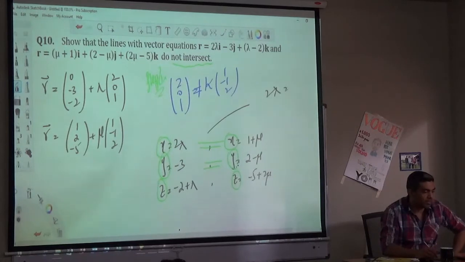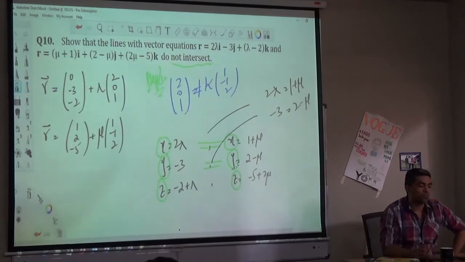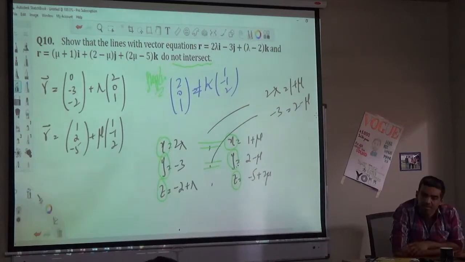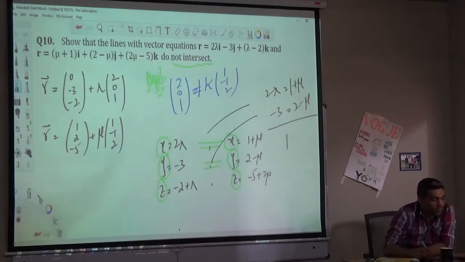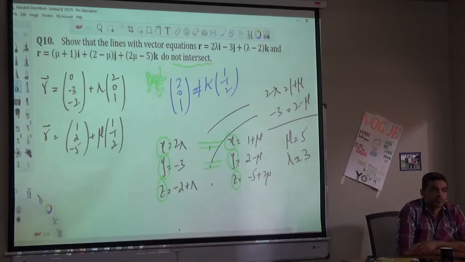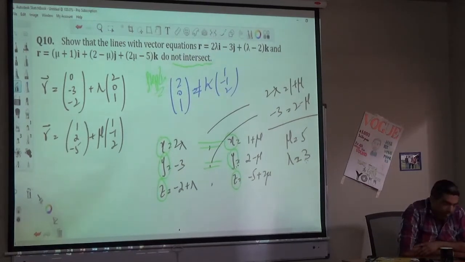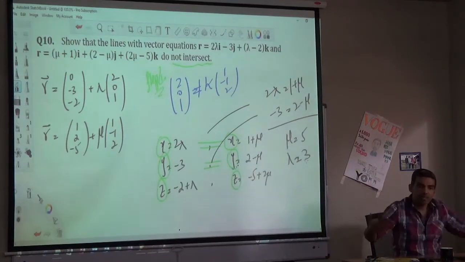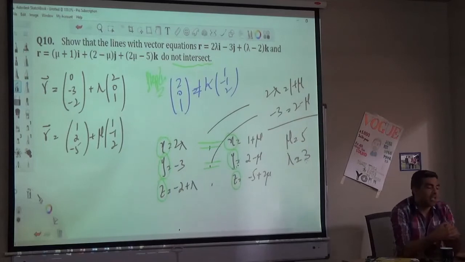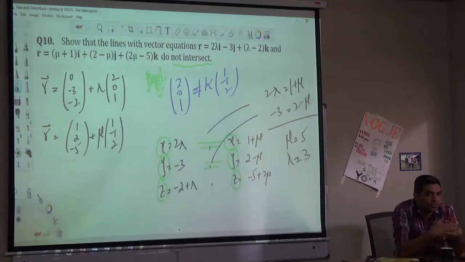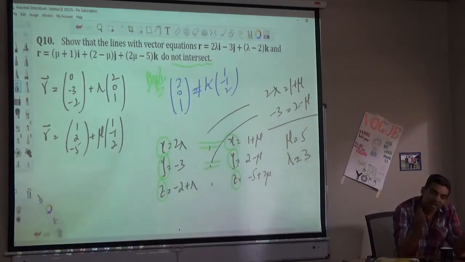So this would give you 2 lambda equals 1 plus mu, and this one would give you minus 3 equals 2 minus mu. Two equations in terms of lambda and mu: solve them simultaneously and get the values of lambda and mu. I think the concept is clear. So mu is coming out to be 5 and lambda is 3. Check. Okay, so this is what we get. Mu is 5 and lambda is 3, which makes the two x's equal and the two y's equal. If there is a common point of intersection, then this lambda and mu should make the two z's also equal. If this lambda and mu does not make the two z's equal, what does that mean? That means the lines are not intersecting.